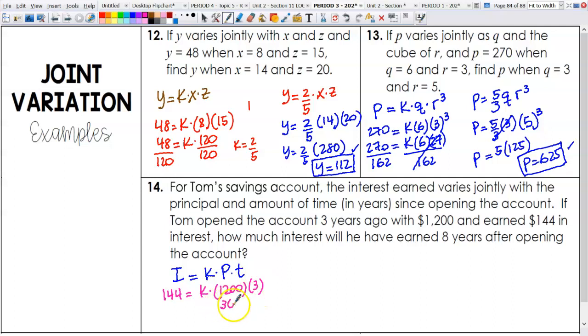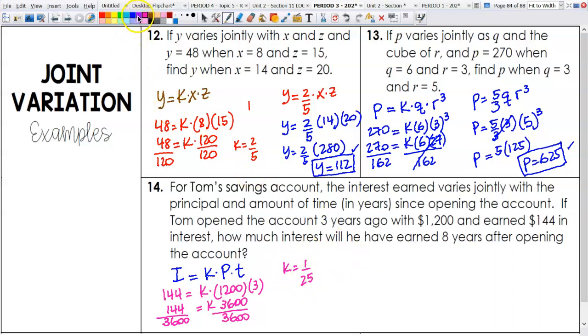So this will be 3600, right? And we divide 144 by 3600 to find the K. And we end up with 1 over 25. So K is 1 over 25.